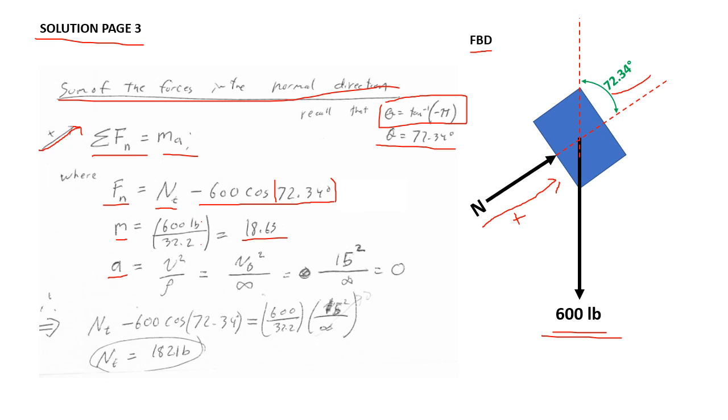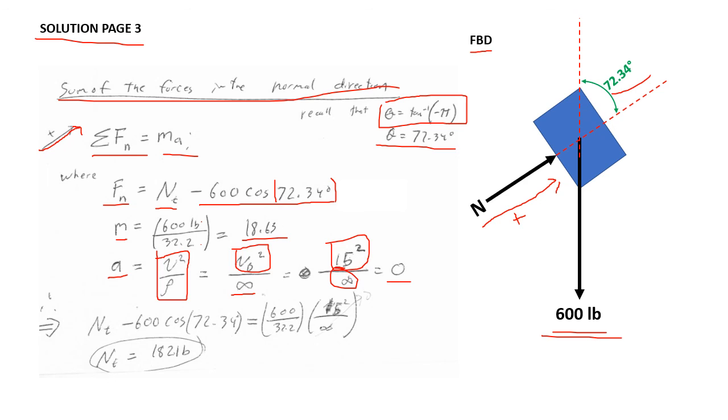Our acceleration we can calculate from our relationship of v squared over rho, where our rho is a radius of curvature that we solved for on the previous slide here to be infinity. Our v is our v sub b, which is given to us as 15. So what we have is 15 squared over infinity. Anything divided by infinity becomes 0, so our acceleration becomes 0.